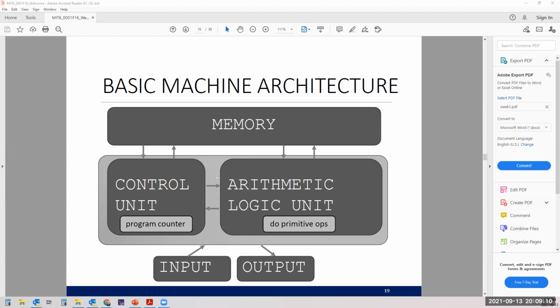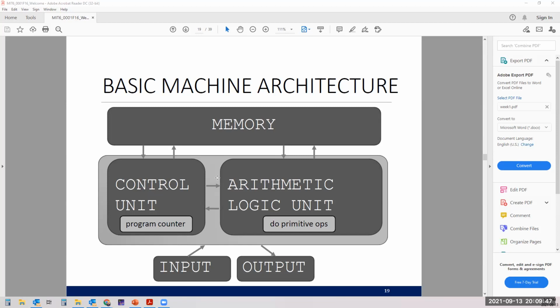CPU. Central processing unit. It consists of two main units: the control unit, with the program counter, and the arithmetic and logic unit, which does primitive operations. We have the registers and all the other things, but we'll talk in the simplest way. Those are connected to the computer memory, and from the other side they connect with the input and output devices. So this is the simplest computation machine architecture.